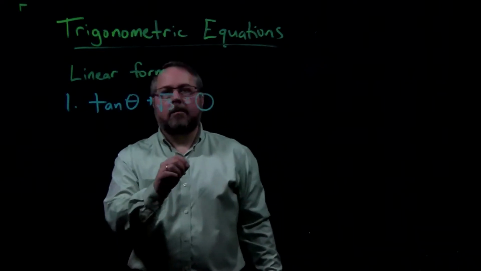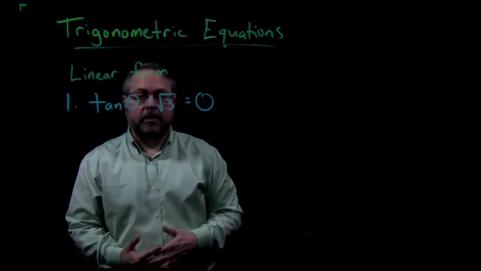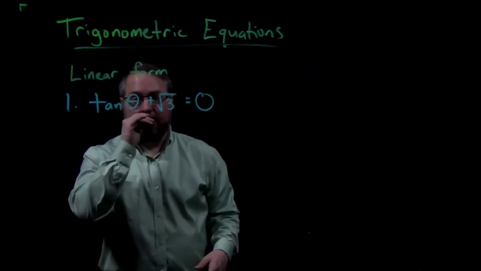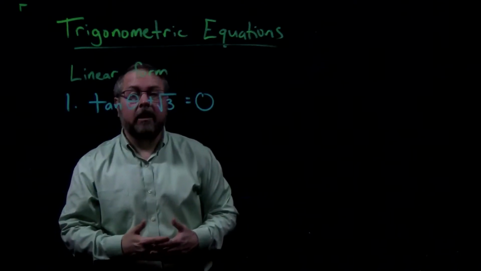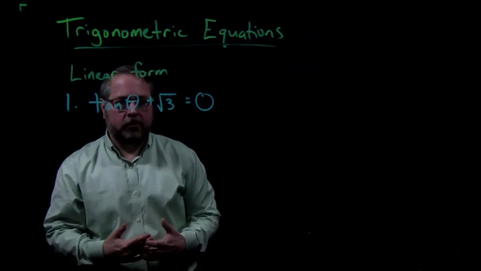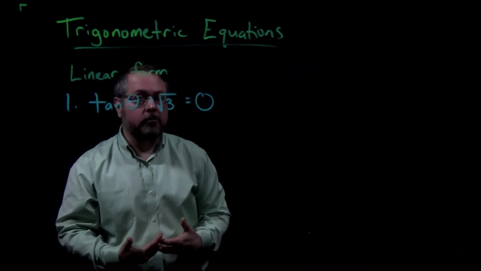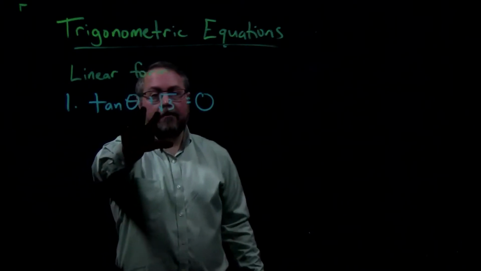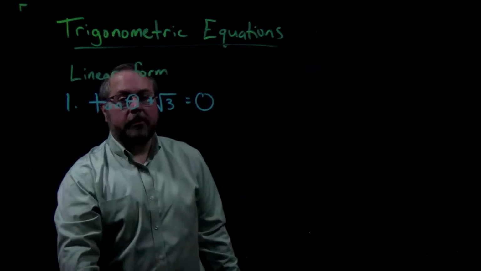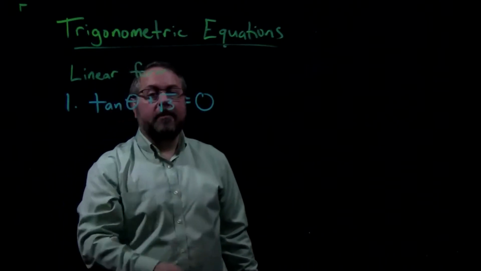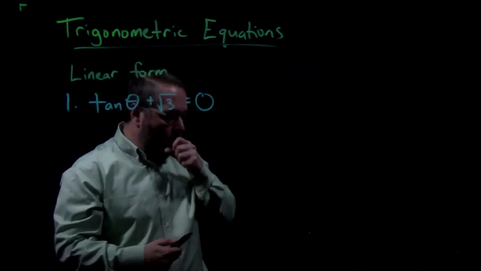Right now in this video, I'm going to start to talk about trigonometric equations. A trigonometric equation is an equation that has a trig function in it somewhere, one or multiple trig functions. And the idea is we want to find the angles theta that solve the equation, that make the equation true. So for example, with this equation, tangent theta plus square root of 3 equals 0, what we want to do is find the angles theta that make this equation true. Make tangent theta plus square root of 3 equals 0.